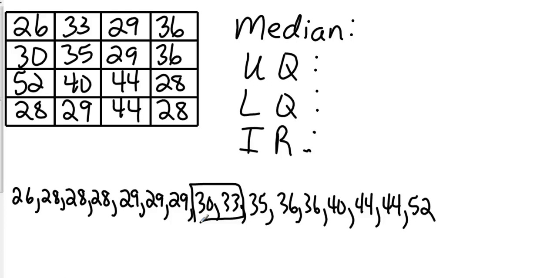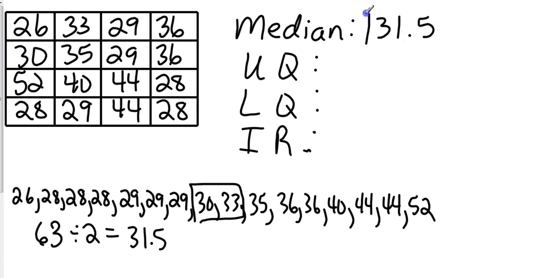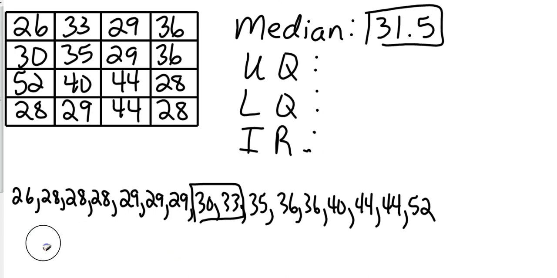So if I take 30 plus 33, that's going to give me 63. And when I do 63 divided by 2, Scott, what do I come up with? This will be exactly, so it'll be an exact 31.5. Okay, so the median is going to be 31.5. Okay, so now I'm going to go down and erase this.